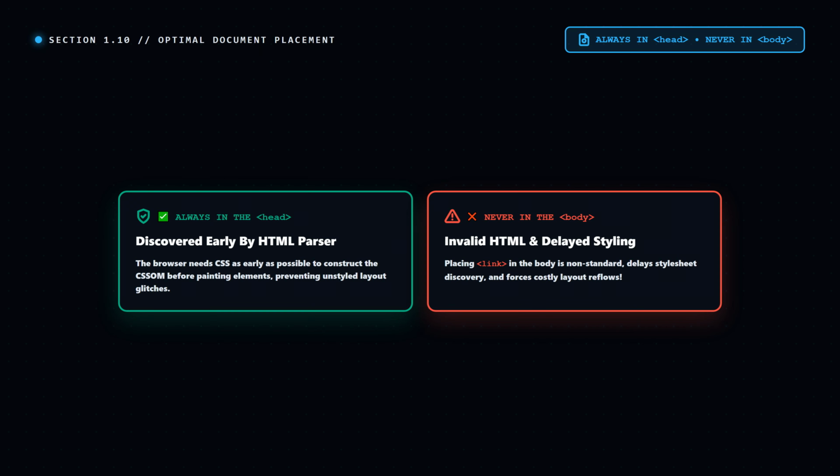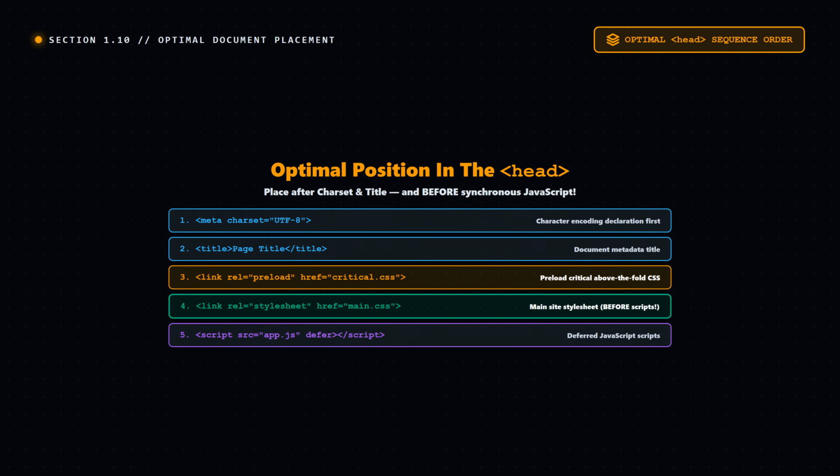Where should the link tag go? Always in the head, never in the body. Why? Because the browser needs the CSS as early as possible to avoid a flash of unstyled content and to correctly lay out the page. The optimal position is early in the head, after the charset declaration and the title, and before any synchronous JavaScript.